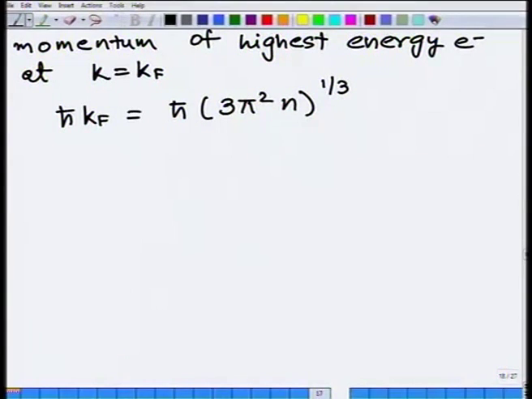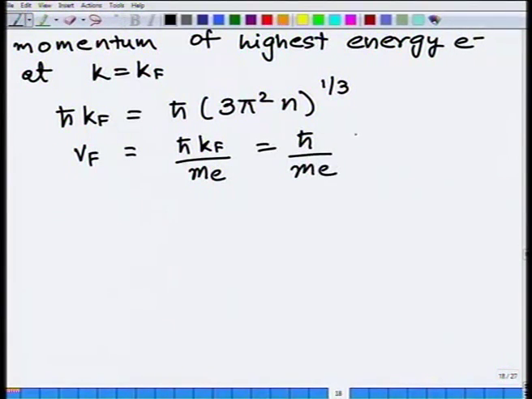So, if I know the number of electrons, then I can predict what the momentum will be. Once I know the momentum, then I can divide it by mass. So, I can say what the highest velocity of these electrons is, which is h bar kf divided by the mass of the electron, which can then be calculated as h bar by m e times 3 pi square n to the power 1 by 3.